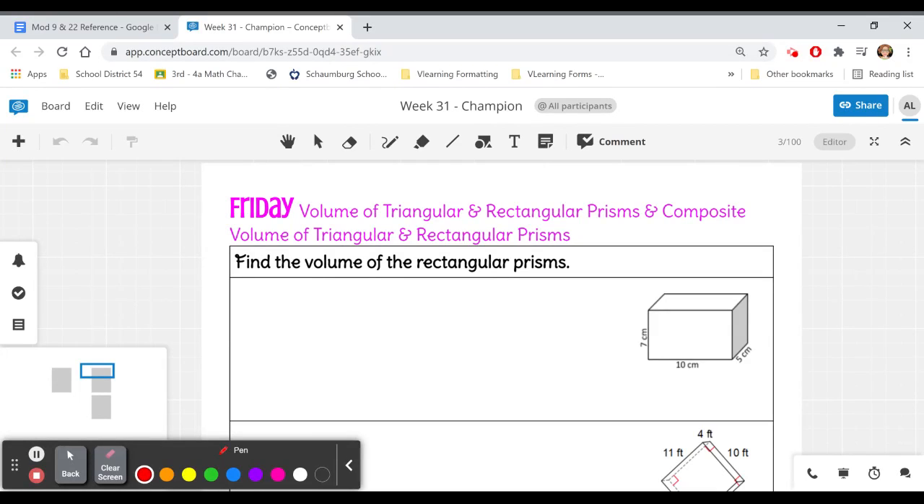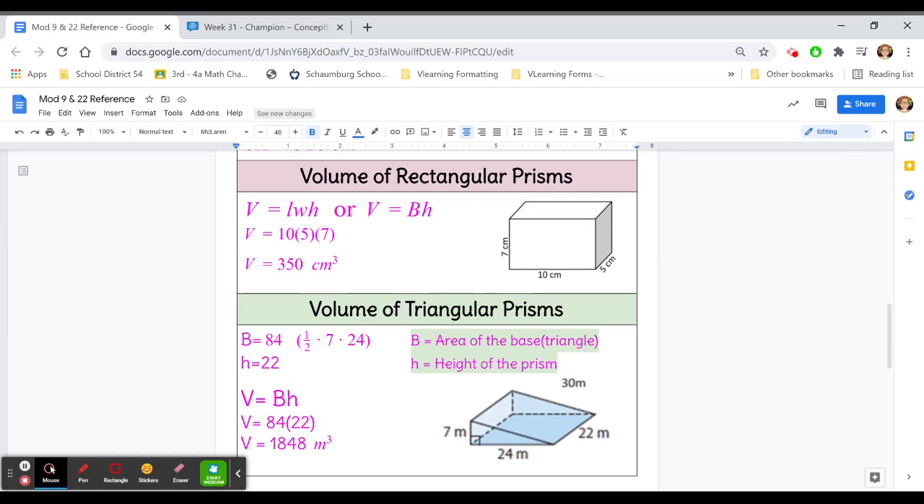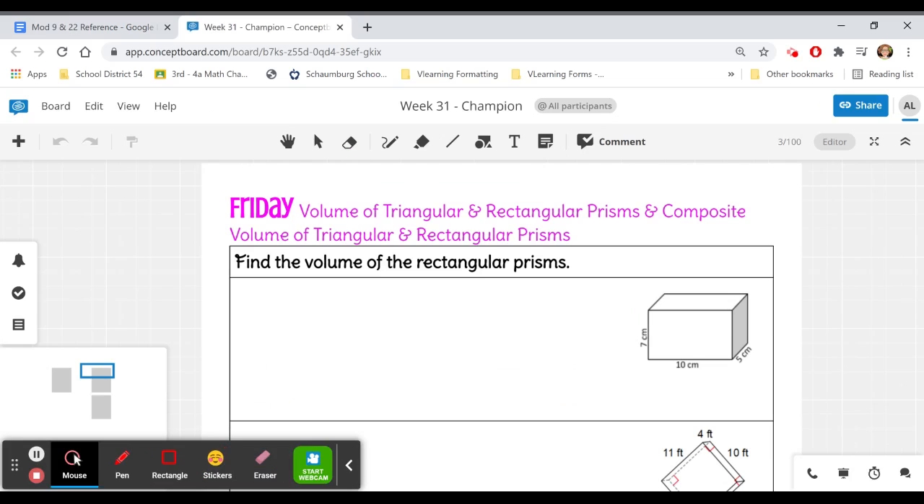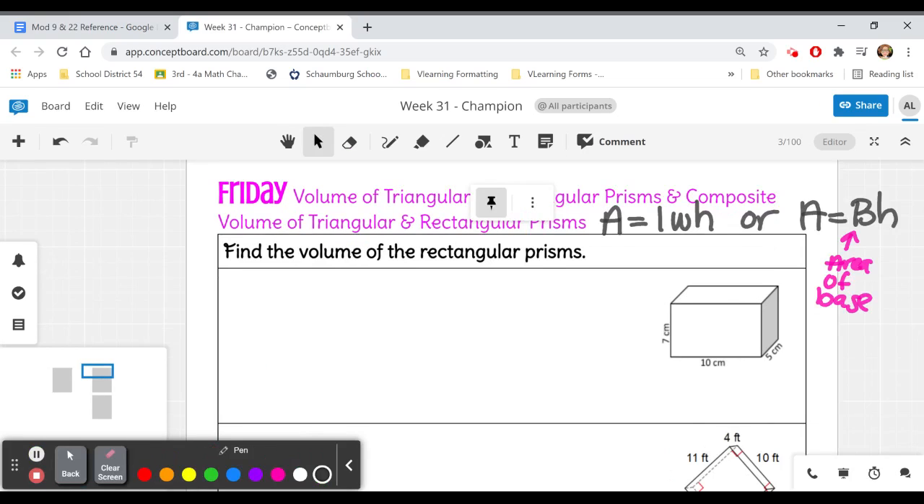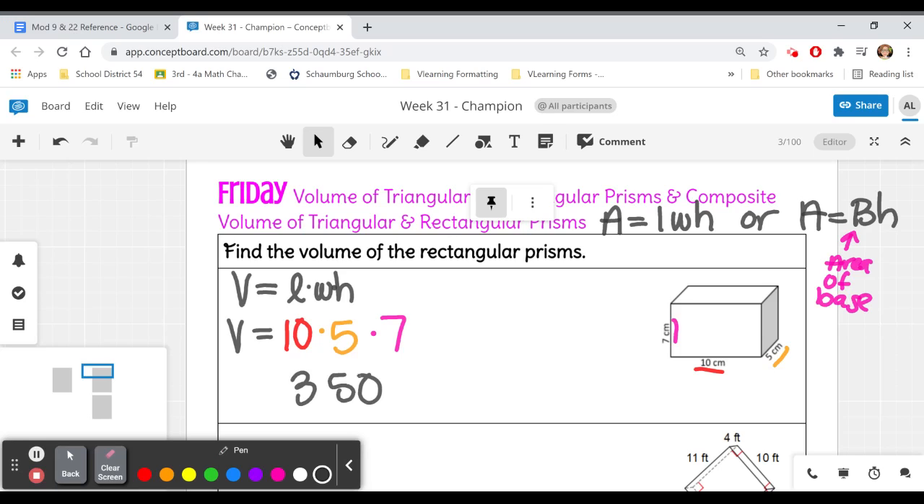There's just one formula, and you can find them here on your reference sheet. It's length times width times height, or the area of the base times the height. Let's get it. Always want to copy down your formula for volume, so that's going to be length times width times height. So first, identify your length as the longest side, your width, and your height is how tall the prism is. 10 times 5 times 7 gives us 350 centimeters cubed.